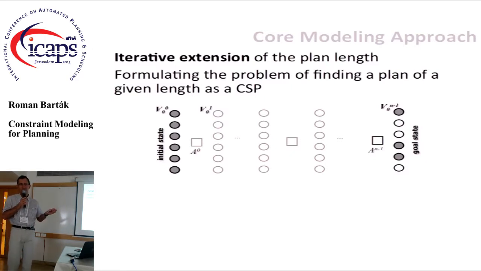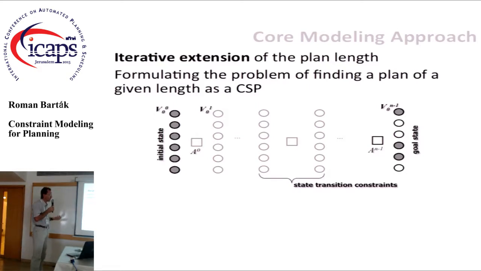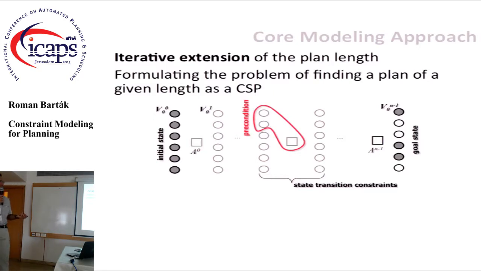It could be a constraint. There is no problem. But for simplicity, we know the values of certain variables there. And we need to describe constraints that are connecting these variables. And these constraints will be describing state transitions. So in the simplest way, what we can do is that we connect the variable with some variables in the preceding level to describe the precondition. Similarly, we can connect the variable with the state variables in the next layer to describe the effect.